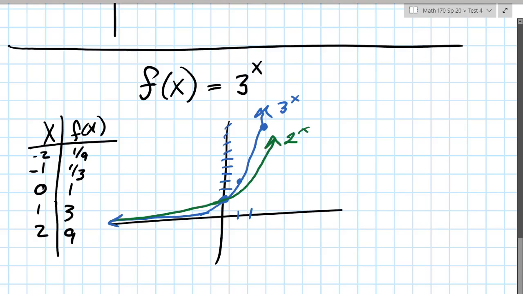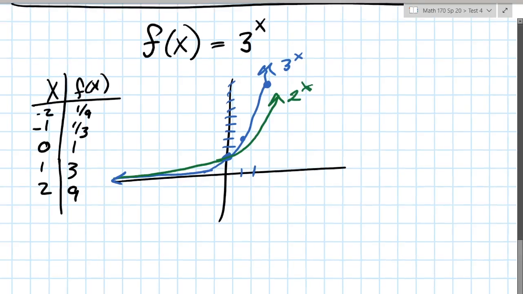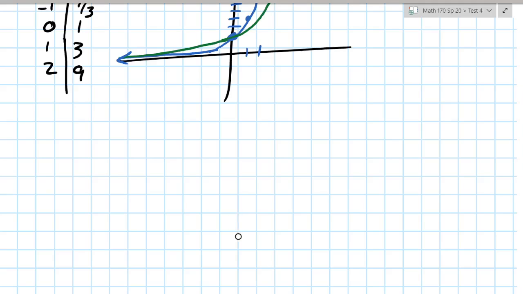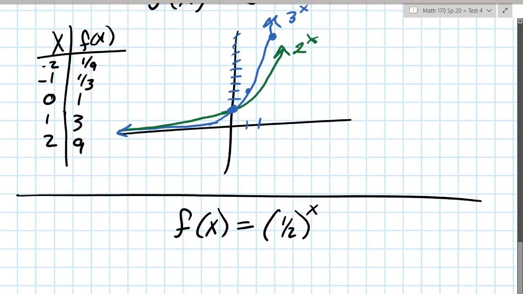So you can imagine 5 to the x or 6 to the x would be even steeper, and that's how the base changes the shape of the graph. What about a base that's a fraction, such as f of x equals 1/2 to the x power? You might be tempted to think that it looks the same as this one, but just more flat.